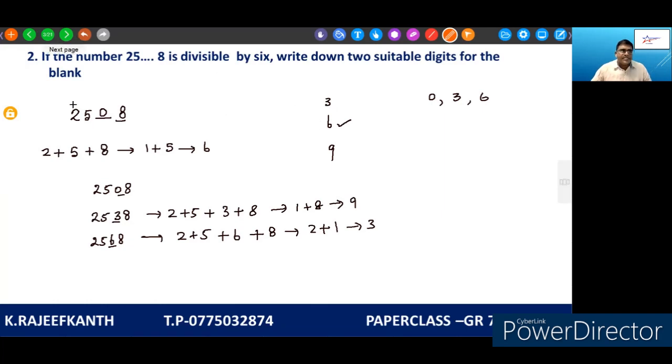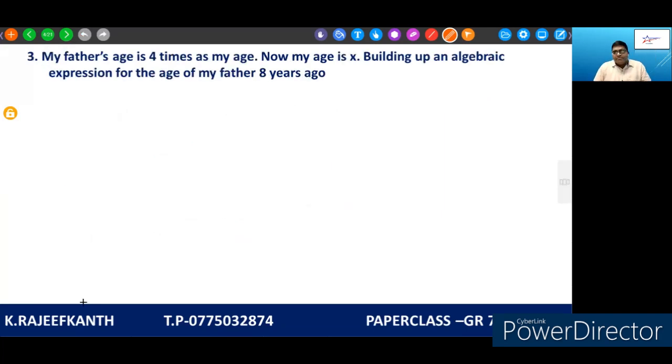Then question number 3. My father's age is 4 times my age. This is in the unit of algebraic expressions. Already we have learned that. My father's age is 4 times my age. Now my age is x. Build an algebraic expression for the age of my father 8 years ago. So you have to find the age of your father 8 years ago.